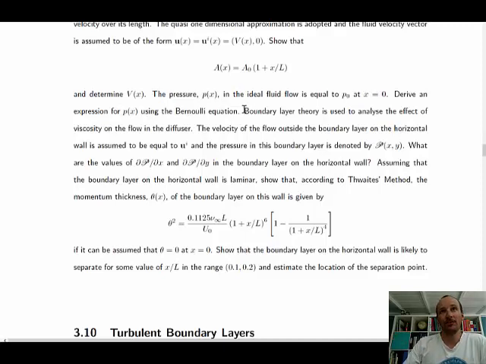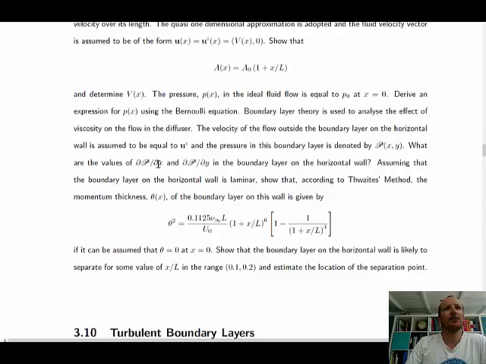And then we move on to the stuff that's of interest to us in this section, which is boundary layer theory. Boundary layer theory is used to analyse the effect of viscosity on the flow in the diffuser. The velocity of the flow outside the boundary layer on the horizontal wall is assumed to be equal to u, and the pressure in this boundary layer is denoted by curly p. So curly p is referring to the pressure within the boundary layer.